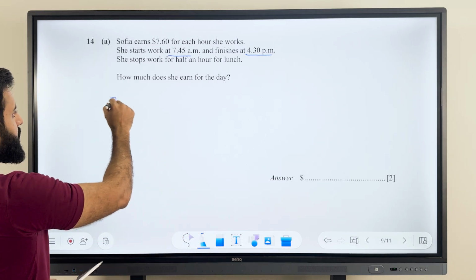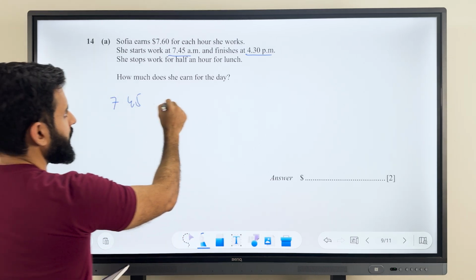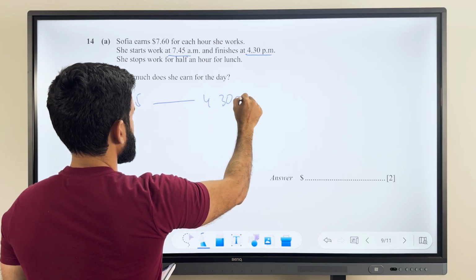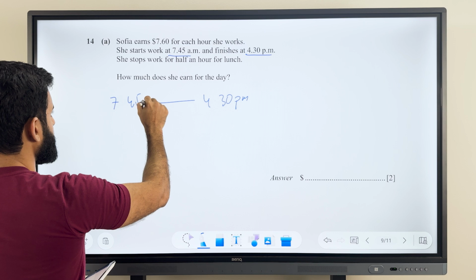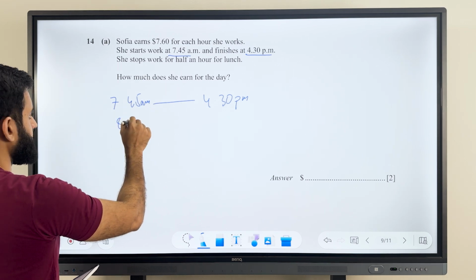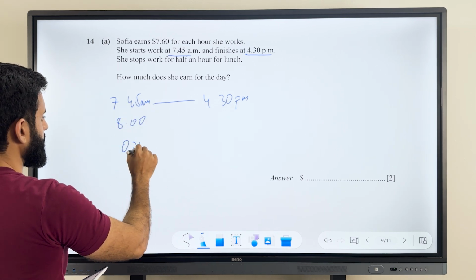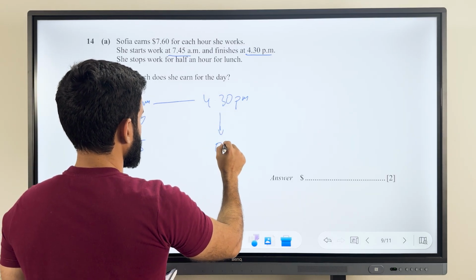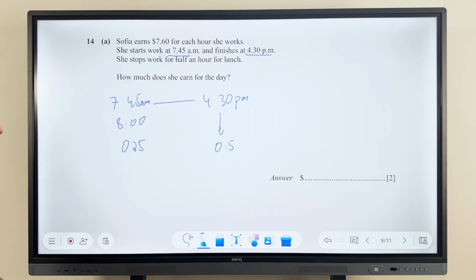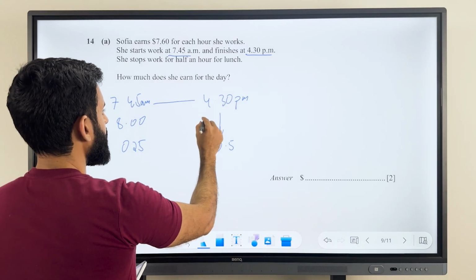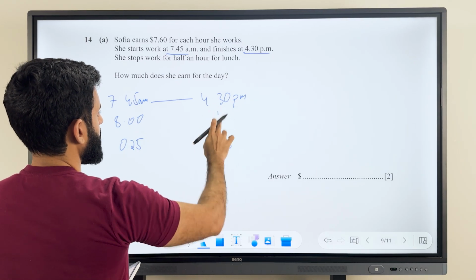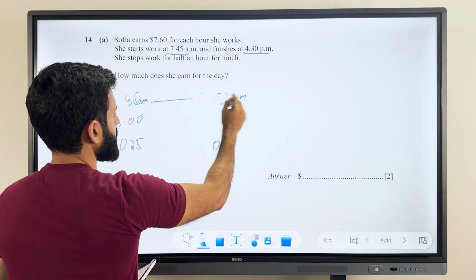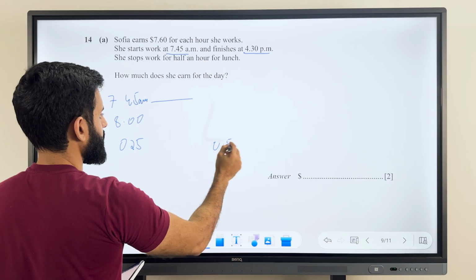So we're starting with 7:45, and let's see what 7:45 till 4:30 p.m. is. Now from 7:45 to 8 a.m. that's a quarter of an hour, so that's 0.25, and from 4 to 4:30 that's basically half an hour, so that's 0.5. Now let's count the hours from 8 to 4. This is a bit messy, but I hope you get the concept. I'll write it neatly so that it's clear for you to understand.